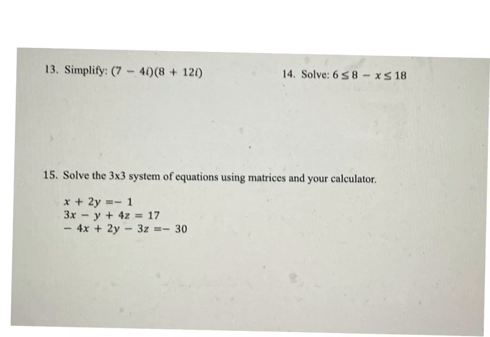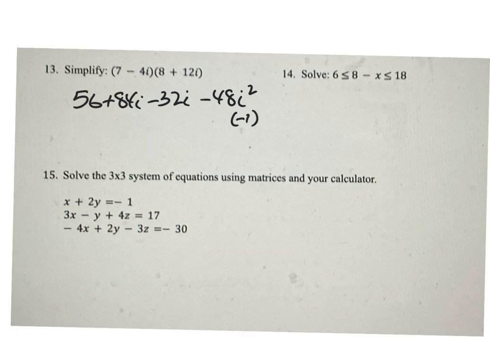Last slide. Number 13 is flat out FOIL, but it's got i's in it, so be careful. Remember, you cannot leave an i squared in an answer, just saying that. Okay, so first, it's 56. Outer, 84i. Inner, negative 32i. Last, negative 48i squared. That i squared, remember, is really negative 1, which makes that negative 48 become positive 48.